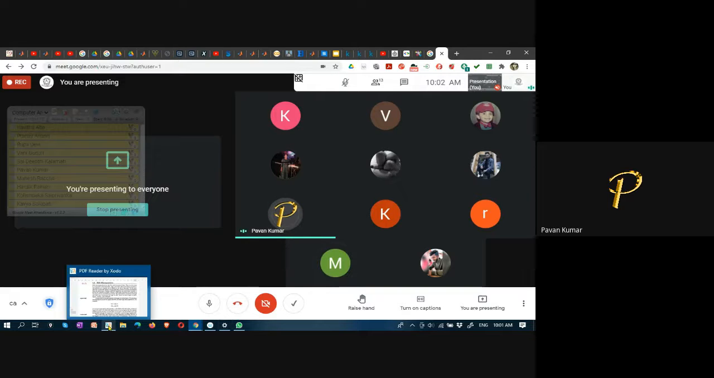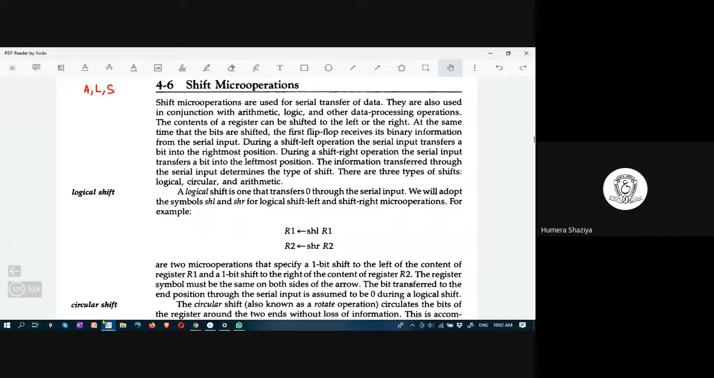Now we are done with arithmetic and logical. We have to do shift microoperation. The last one which is left to be discussed is shift microoperation. What is the meaning of shift microoperation? This means you are shifting the bits.